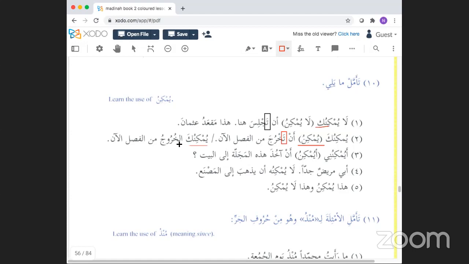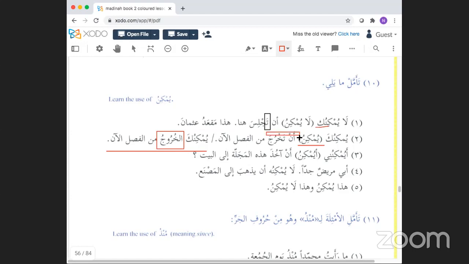يمكنك الخروج من الفصل. What's the difference between this sentence here and the previous example? The previous one said يمكنك أن تخرج من الفصل. This one said يمكنك الخروج من الفصل. Yeah, خروج is مصدر.